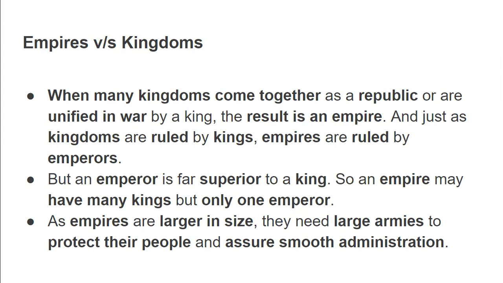So here is a comparison and difference between empires and kingdoms. When many kingdoms come together as a republic or are unified in war by a king, the result is an empire. And just as kingdoms are ruled by kings, empires are ruled by emperors. So the Mauryas established the first ever empire in history. It was called an empire.